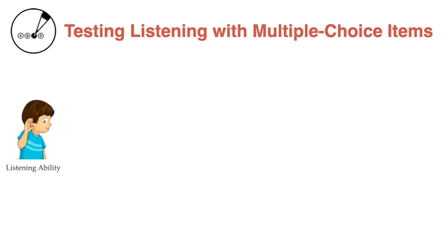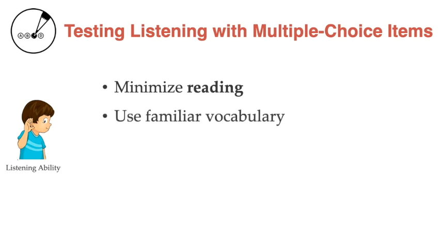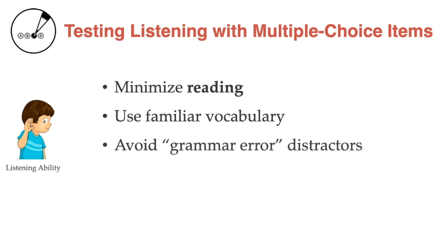Here are 3 points that we should keep in mind when designing such a listening item. First, minimize reading. Make the item stem and options short and easy to read. Use familiar vocabulary. Avoid using vocabulary or expressions in the stem and options that some students might not know. Avoid grammar error distractors. Don't make distractors with grammar errors.